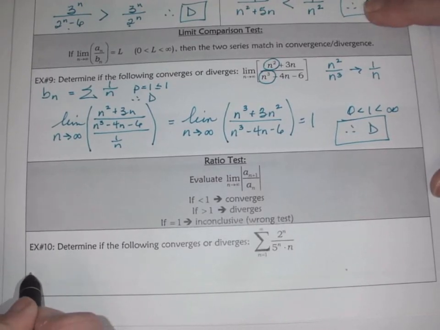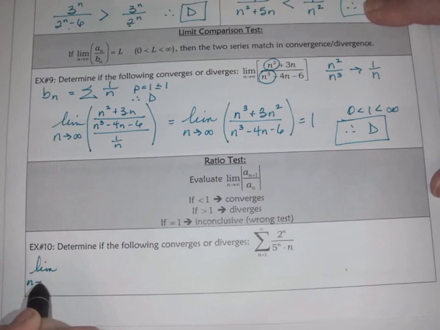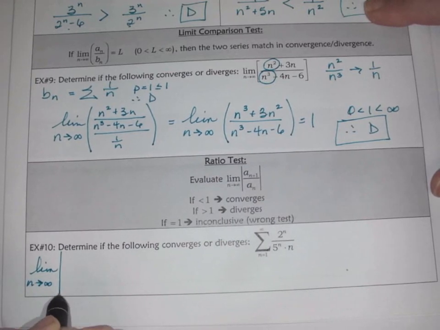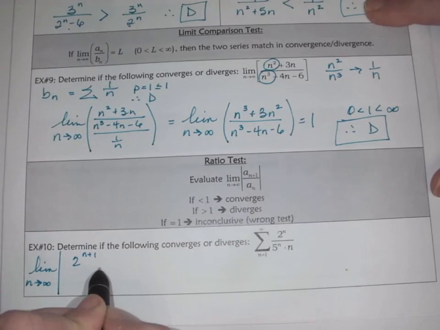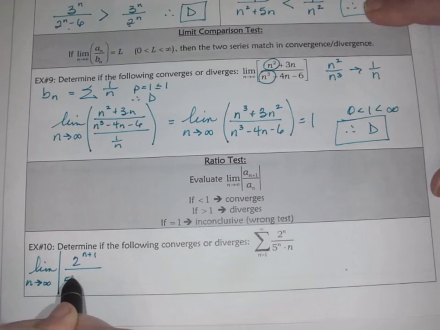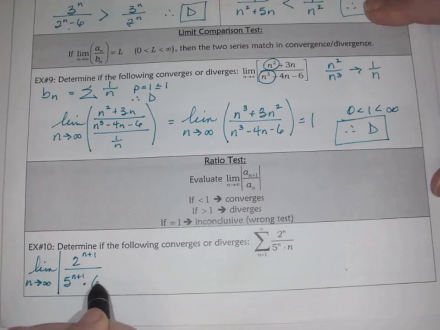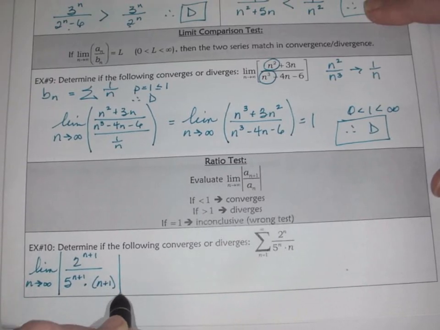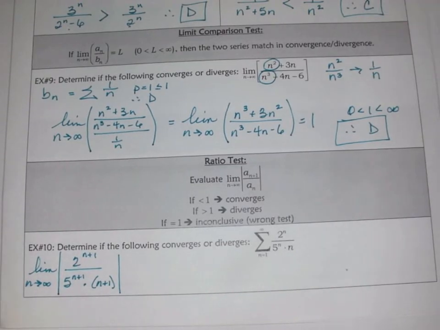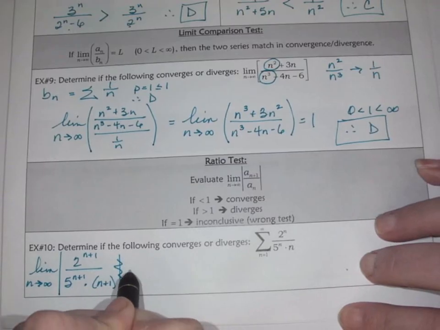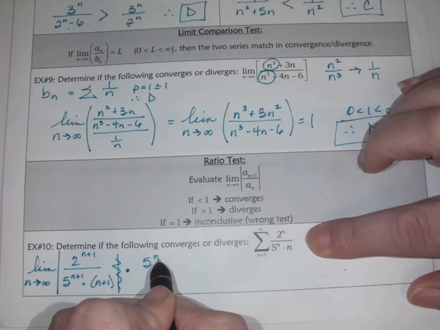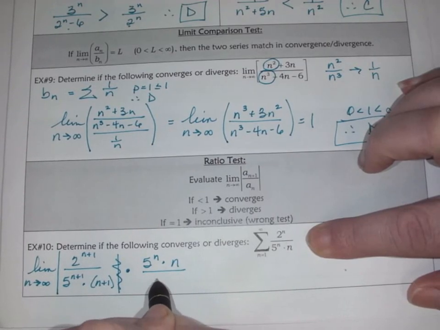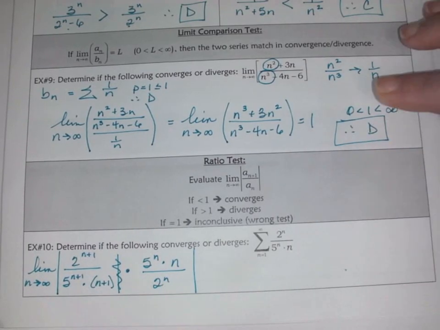All right, so let's do our limit as n goes to infinity of, okay, so we're going to do 2 to the n plus 1 over 5 to the n plus 1 times n plus 1. Oops, I didn't mean to put that there. Times, now we're going to take the original and flip, so 5 to the n times n over 2 to the n. Now I meant to close it.